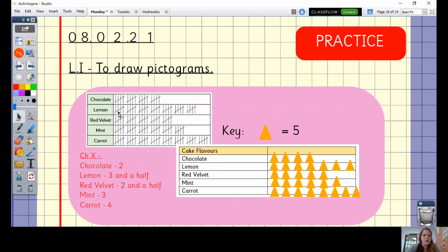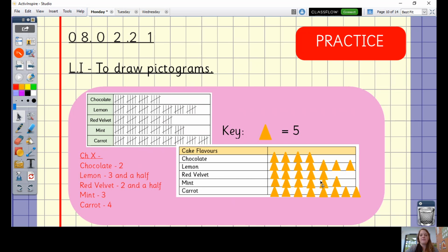For lemon, let's count our groups together. 1, 2, 3, 4, 5, 6, 7. So I have 7 groups of 5 and 7 triangles. And red velvet, there are 5 groups of 5, so I have 5 symbols.